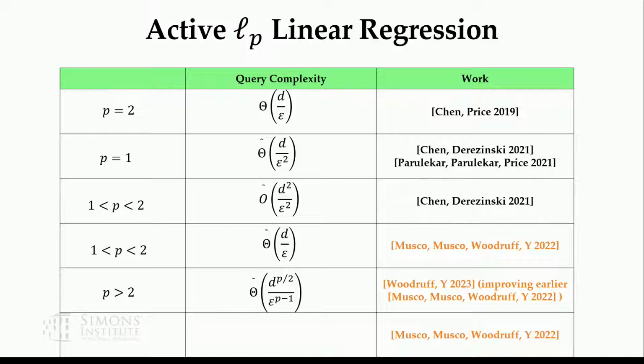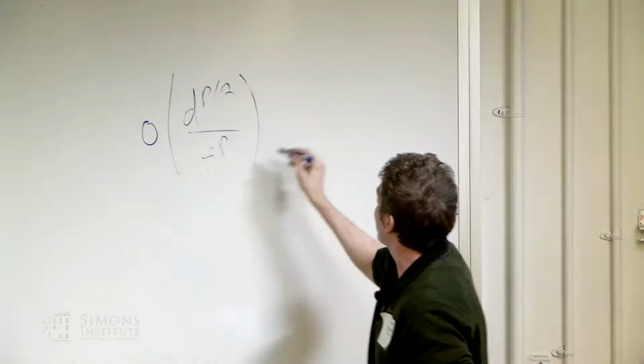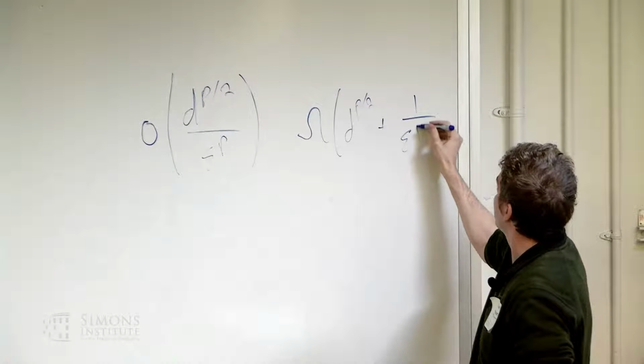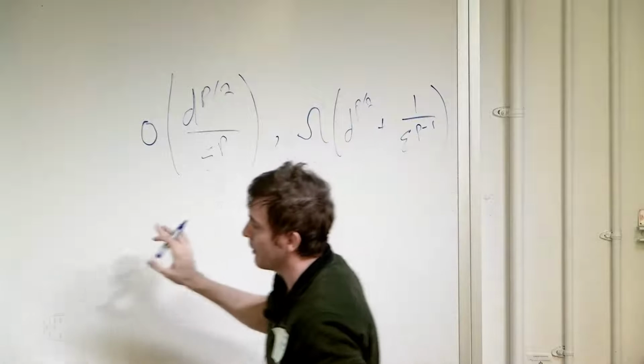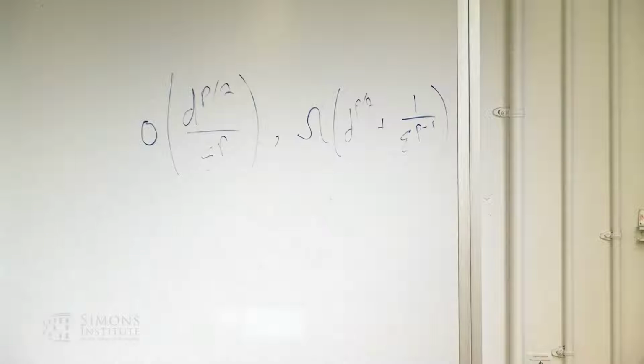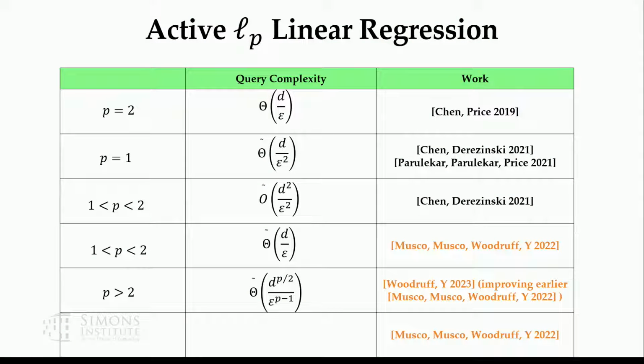For p greater than 2, in our initial paper, we had the first non-trivial bound for this range of p, which was d to the p over 2 over epsilon to the p. This was an upper bound. And we had a lower bound of d to the p over 2 plus 1 over epsilon to the p minus 1. So this is what we had in the first paper. And in the follow-up paper, we were able to get a tight bound, which is d to the p over 2 over epsilon to the p minus 1.